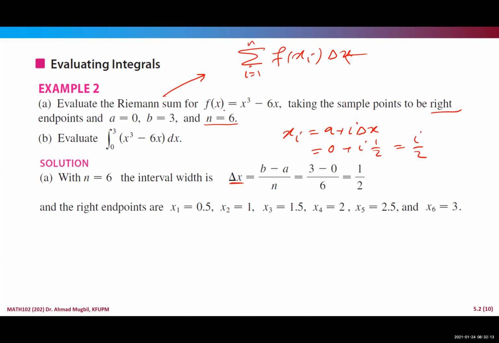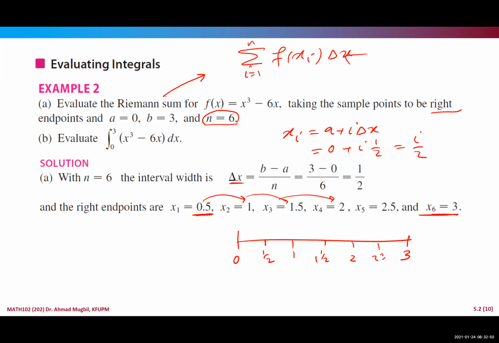So we have here, ya shabab, 6 points. We need to find 6 xi's. So x1 is a half, x2 we just add another half, and another half. What is the half? It is the delta x. So we start at a half, and this is easy, ya shabab. If you look at your interval, you are going to divide it into 6 parts, adding a half each time.